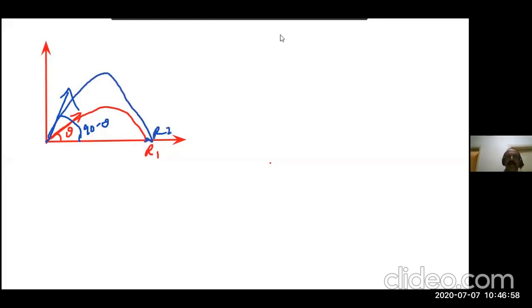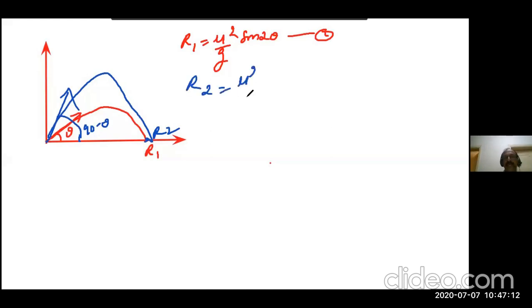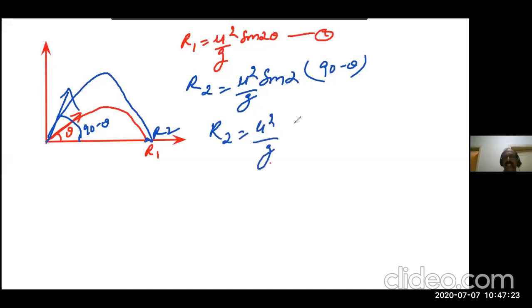First we write about R1. R1 is equal to U squared by g sine 2 theta. Equation number 1, because theta is the projection angle. Then I am taking R2. R2 is equal to U squared by g sine 2 times the angle, which is 90 minus theta. So R2 is equal to U squared by g sine 2 into 90, 180 minus 2 theta.